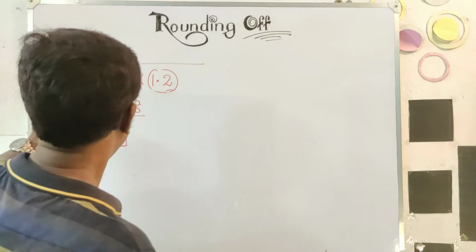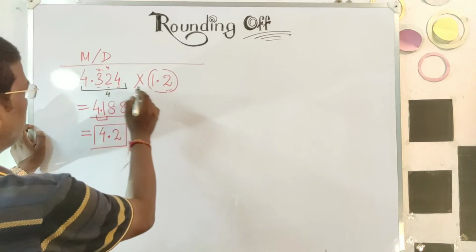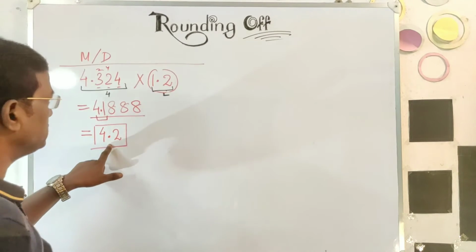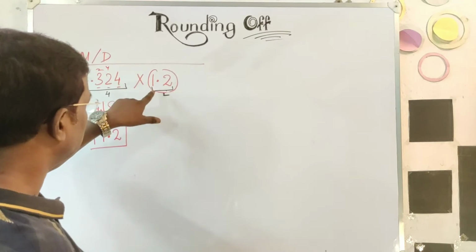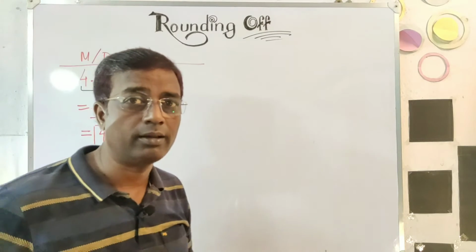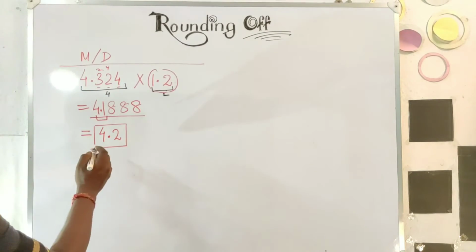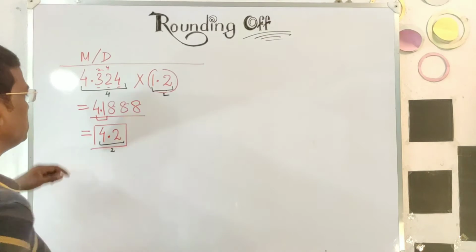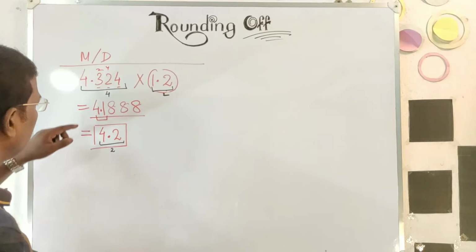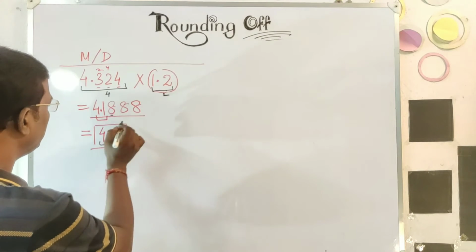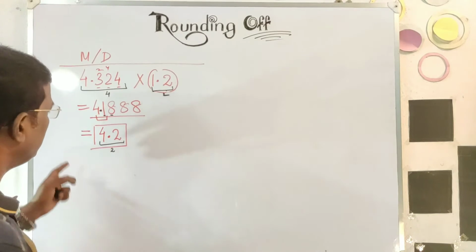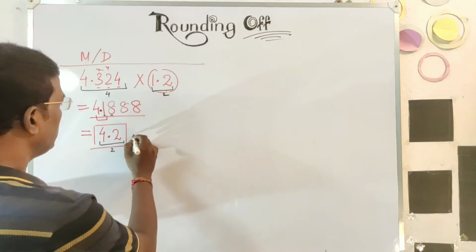How? Let me check. It has 4 significant figures. It has 2 significant figures. We will consider in the final answer the minimum number of significant figures the numbers possess, and the answer will also possess the same number of significant figures. So our answer has to be reduced to 2 significant figures. The answer is 4.188 while multiplying, but as 8 is more than 5, this is normal rounding off. This 1 will be increased to 2. The final answer will be 4.2.